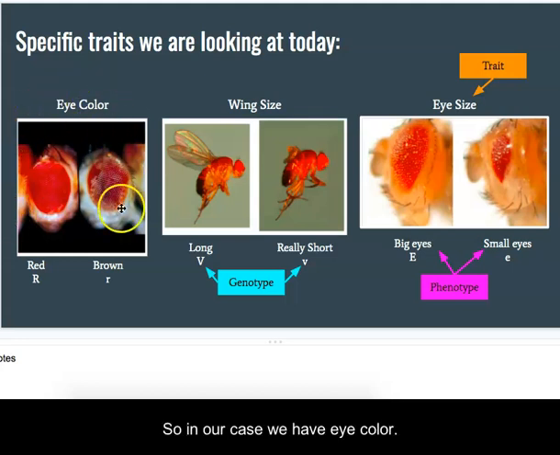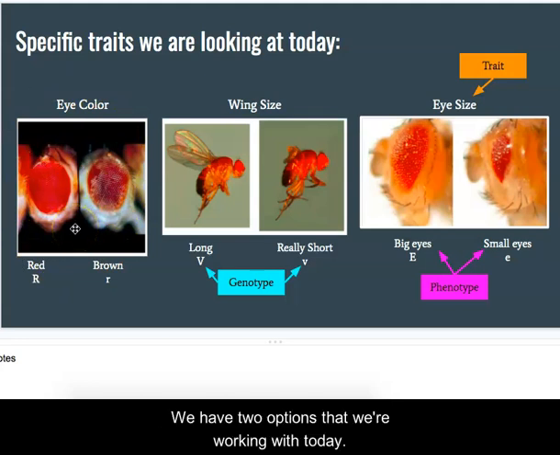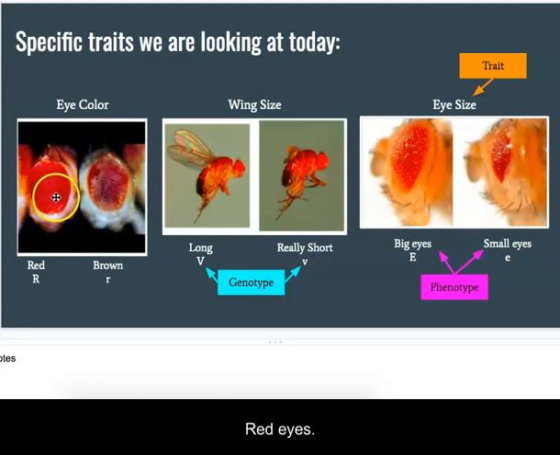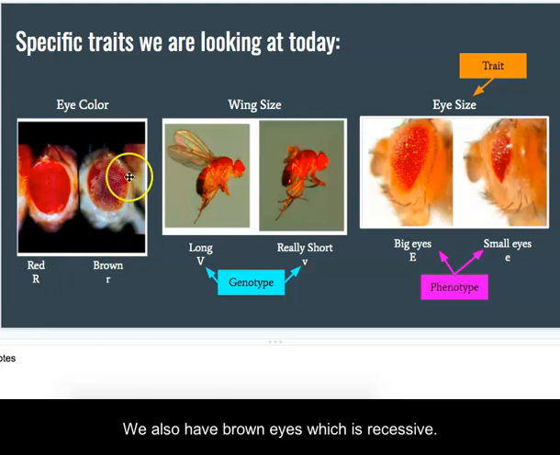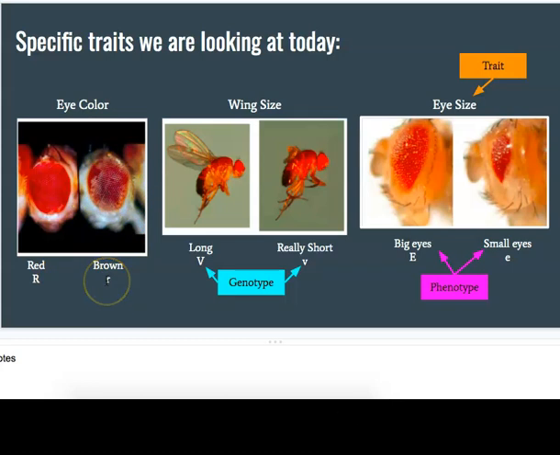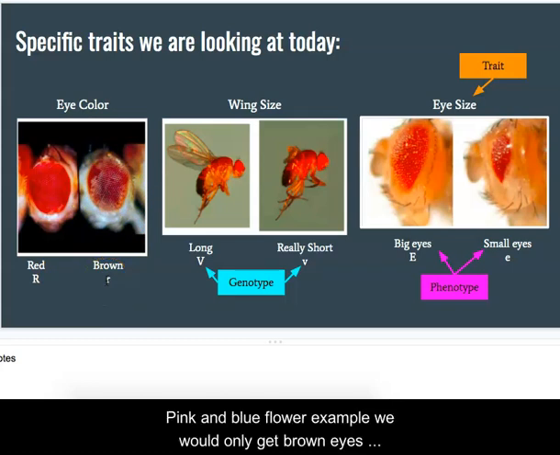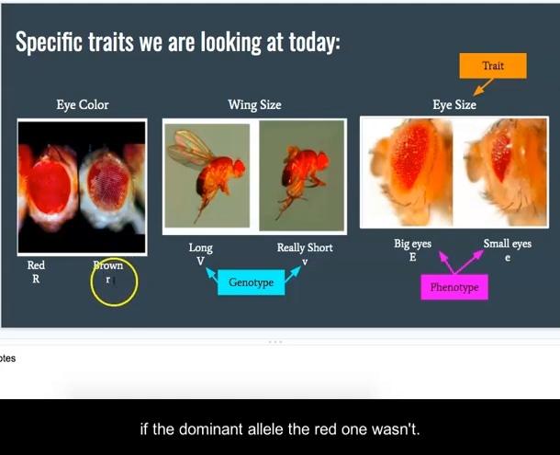So in our case, we have eye color, and we have two options that we're working with today. Red eyes, which is the dominant, right? That's the normal, so to speak, color. We also have brown eyes, which is recessive. So if we think back to our pink and blue flower example, we would only get brown eyes if the dominant allele, the red one, wasn't there.